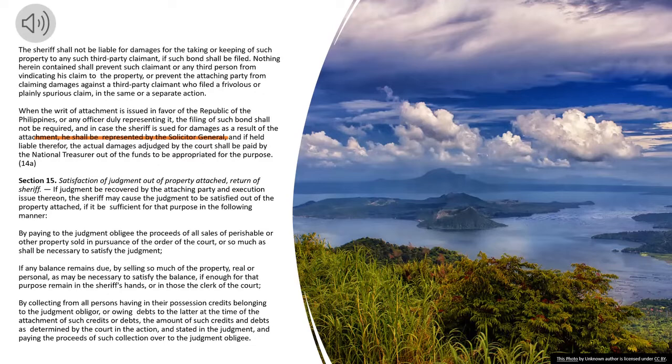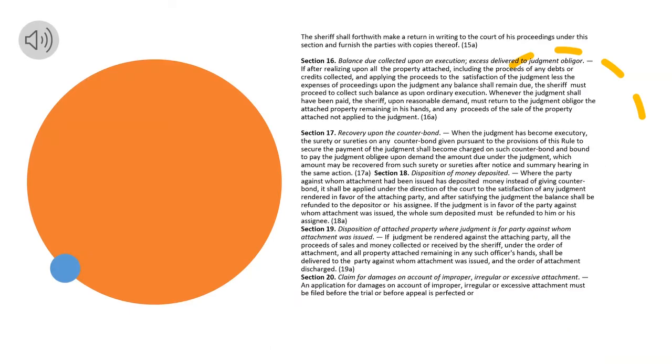If any balance remains due, by selling so much of the property, real or personal, as may be necessary to satisfy the balance, if enough for that purpose remain in the sheriff's hands, or in those of the clerk of the court. By collecting from all persons having in their possession credits belonging to the judgment obligor, or owing debts to the latter at the time of the attachment of such credits or debts, the amount of such credits and debts as determined by the court in the action, and stated in the judgment, and paying the proceeds of such collection over to the judgment obligee. The sheriff shall forthwith make a return in writing to the court of his proceedings under this section and furnish the parties with copies thereof.